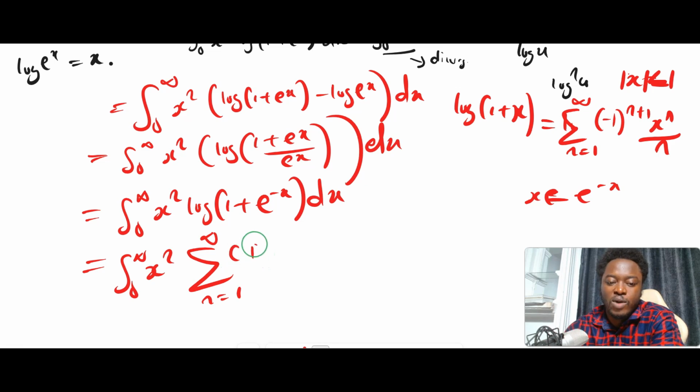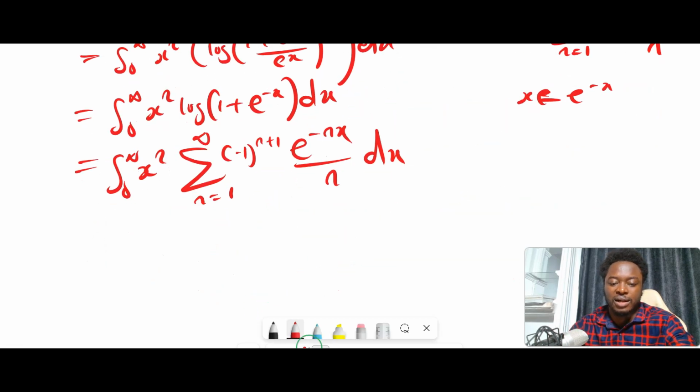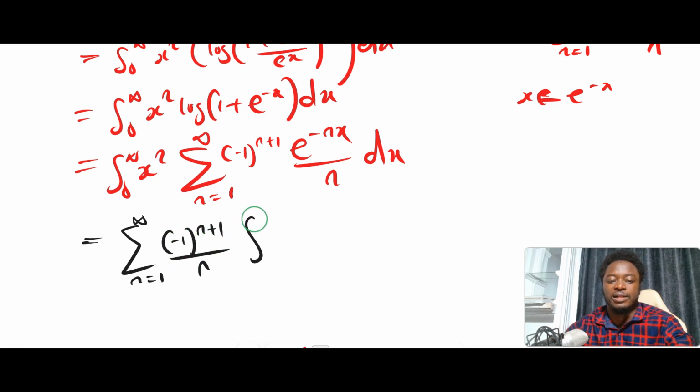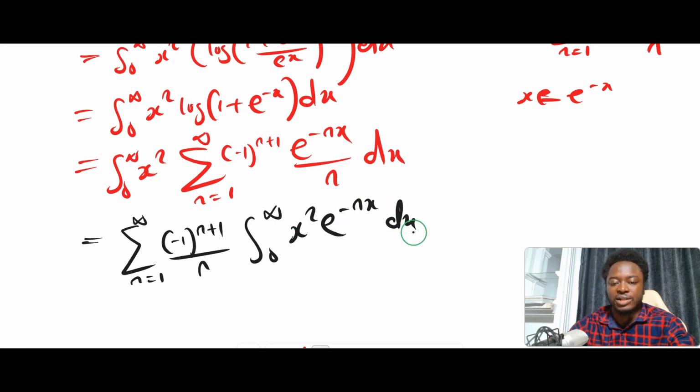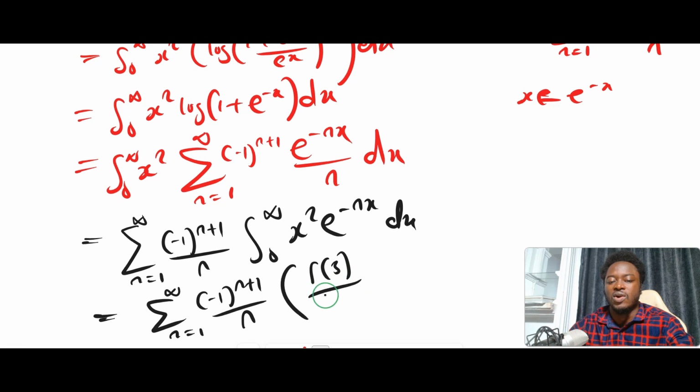Now we have negative 1 to the n plus 1, but then you have e to the negative nx all divided by n dx. Now we can swap summation and integration, and you get the sum as n runs from 1 to infinity of negative 1 to the n plus 1 over n times the integral from 0 to infinity of x squared e to the negative nx dx, and this would equal the sum as n runs from 1 to infinity of negative 1 to the n plus 1 divided by n. Then you have gamma of 3 over n to the third power.